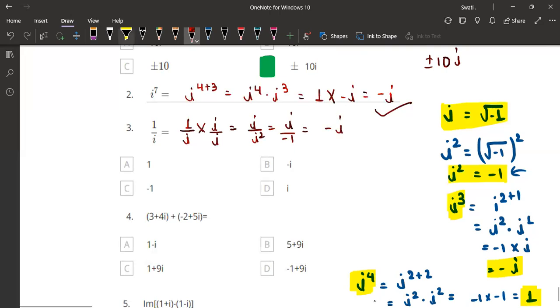So therefore, which is the correct option? The correct option is option B, -I. All right, now let's move to the next question.